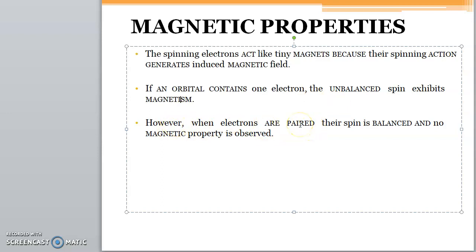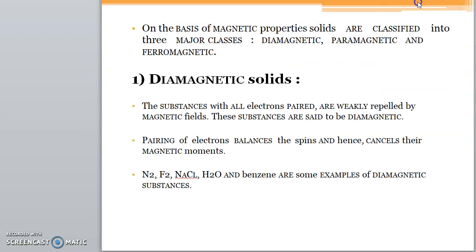However, when electrons are paired, their spin is balanced and no magnetic properties are observed. Remember when I was teaching you paramagnetic and diamagnetic? Diamagnetism is shown by those elements wherein the electrons are paired, and if the electrons are not paired, that means it shows paramagnetism. So on the basis of magnetic properties, solids are classified into three major classes: diamagnetic, paramagnetic, and ferromagnetic. Diamagnetic solids are what? The substances with all electrons paired. Okay, so they are weakly repelled by magnetic fields, so they don't show any magnetic property.